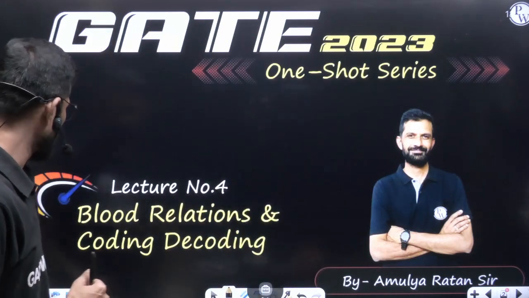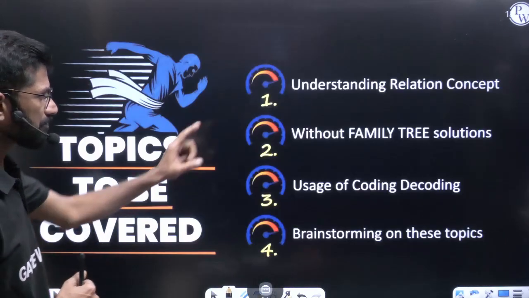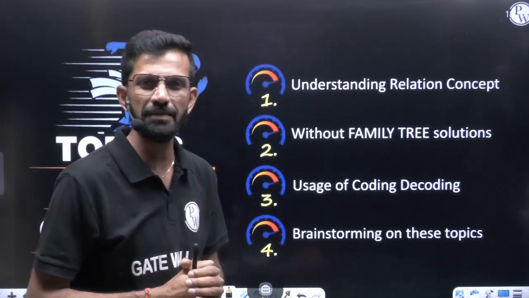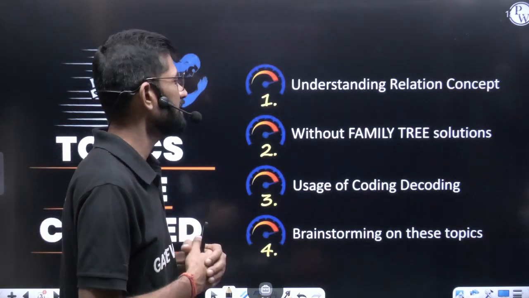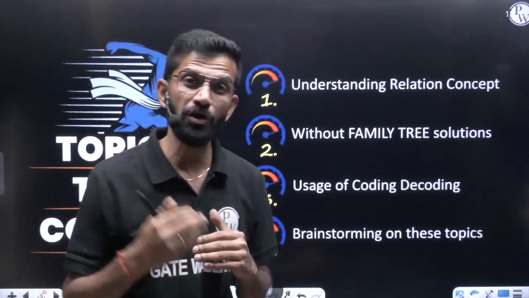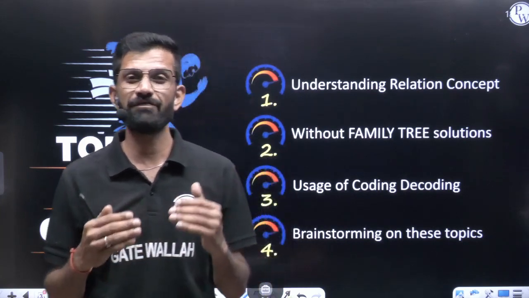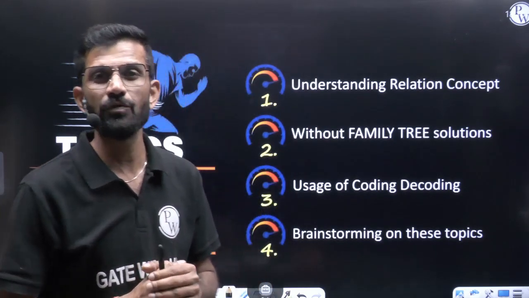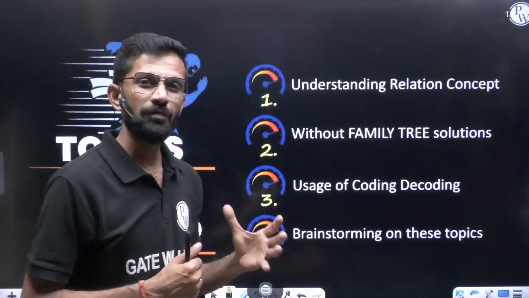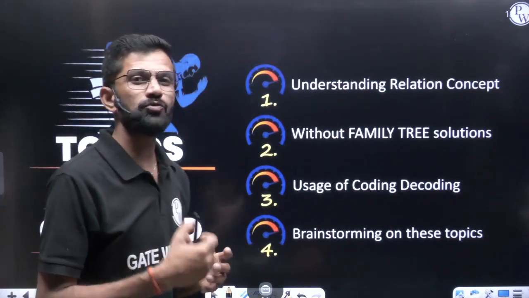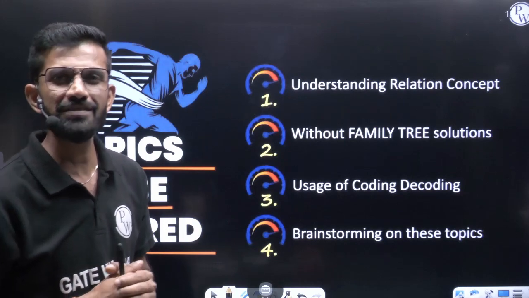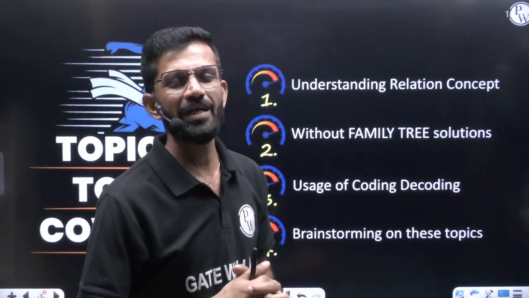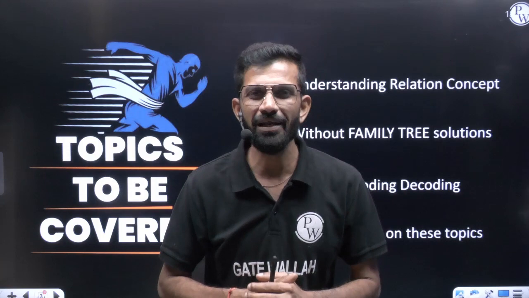What we are going to discuss in today's session is, first, we'll understand the relation concept: what the things in the relations are, what we call a relation, and how to sort out the question without a family tree. Because in every question, we cannot waste our time preparing the family tree. So we will understand how to sort out that question as well. Then, what is the use of coding decoding, how it is used in normal day life, and further we have to sort out the questions based on these two topics. So let us start with the topic of blood relation.